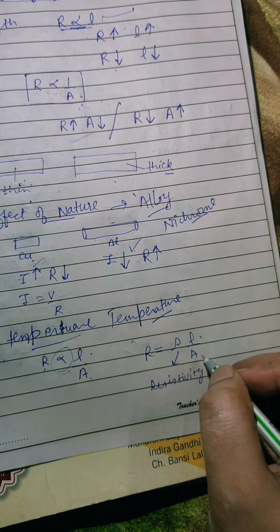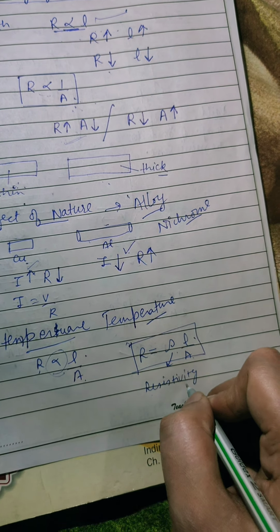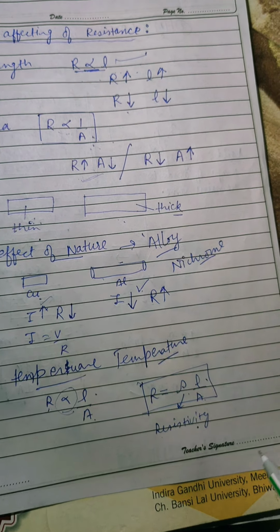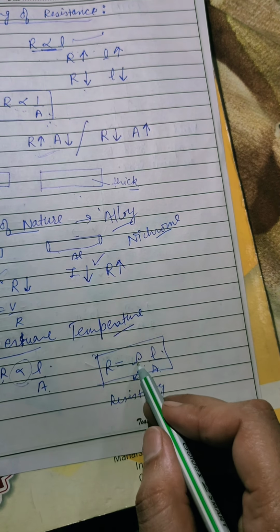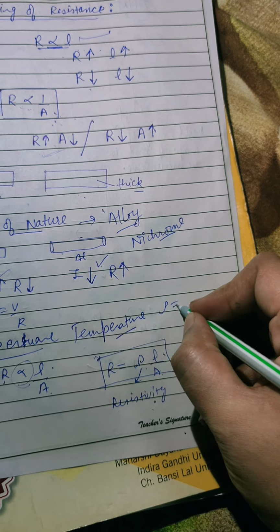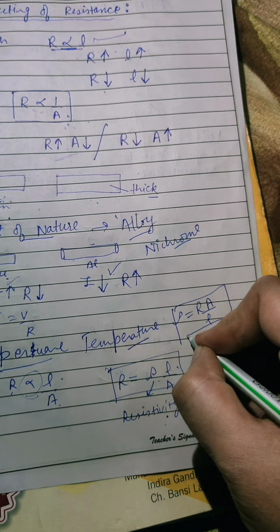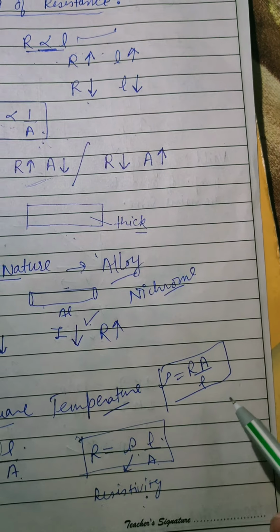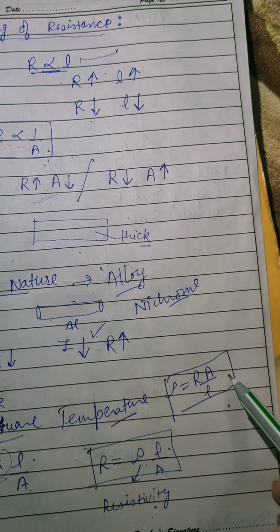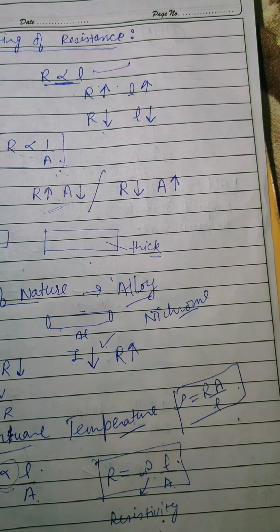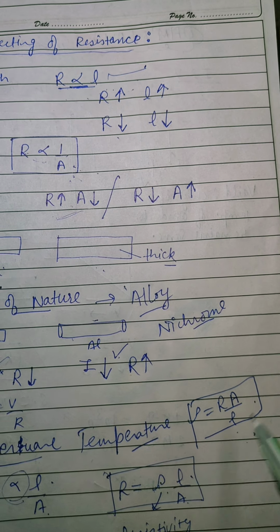L is length, A is area, and rho is resistivity, that is the resistivity constant, and we can also say specific resistance. From here we find the formula of rho. Rho equals RA upon L. It is defined as resistance per unit length in a uniform area of cross section, and you can use a trick to learn this formula, RAL.